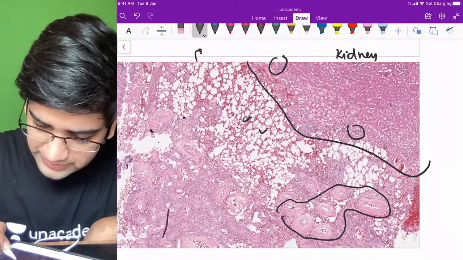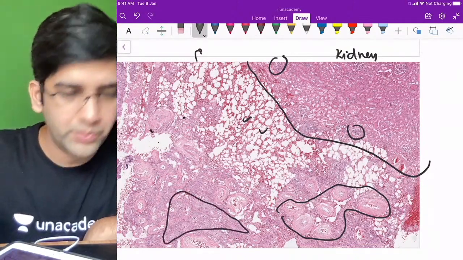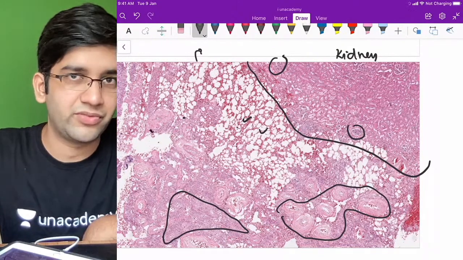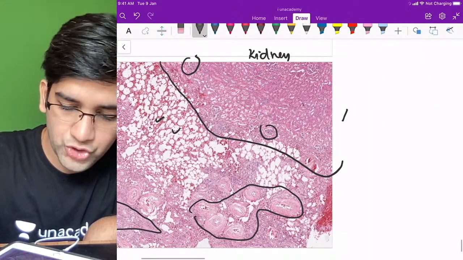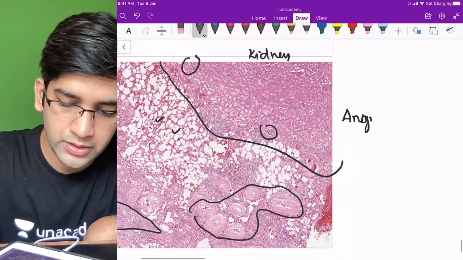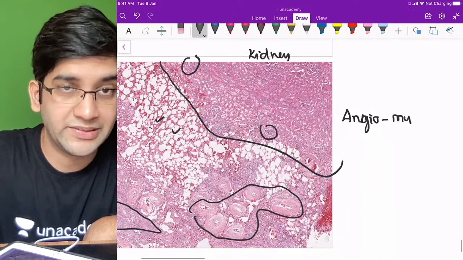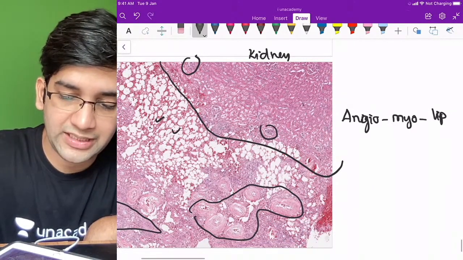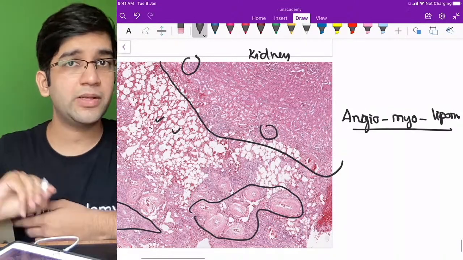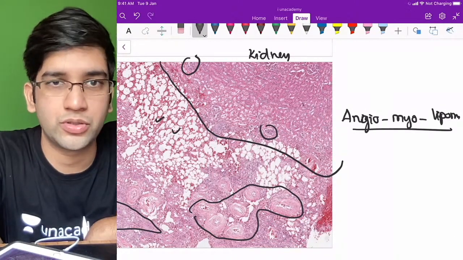And definitely here, there are a few mesenchymal tissues. Though it's low power, I'm not able to see it. That's your muscle fiber, right? So I'm having angio, that is vessel. Having myo, the muscle fiber. And having the fat, lipoma. Angiomyolipoma is also very characteristic of tuberous sclerosis.